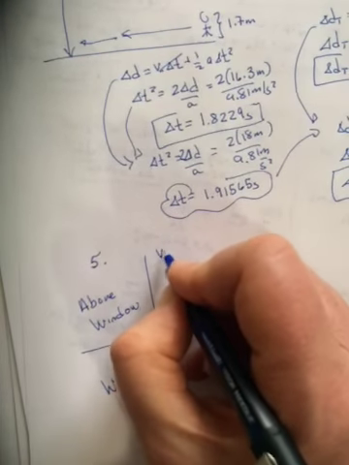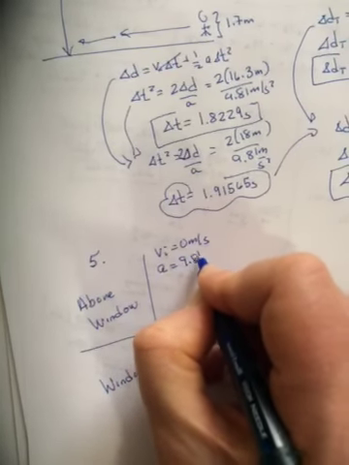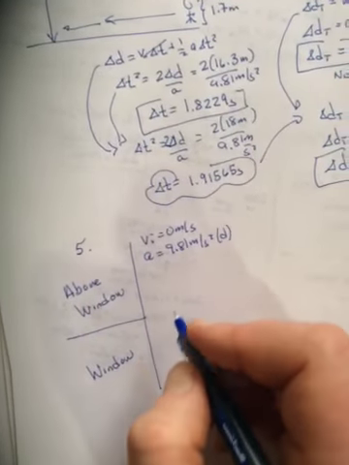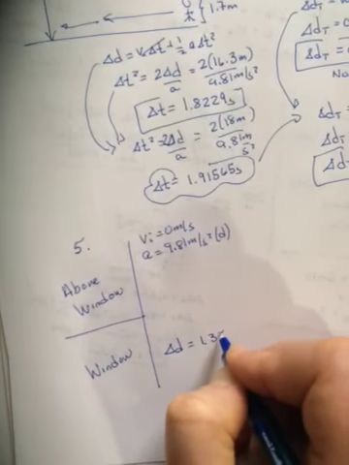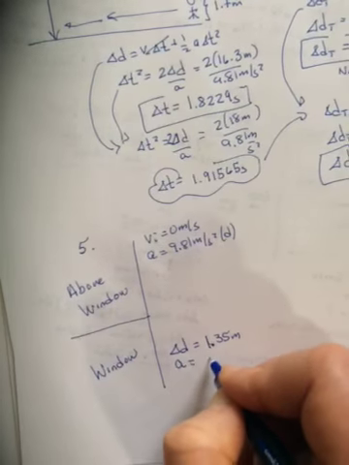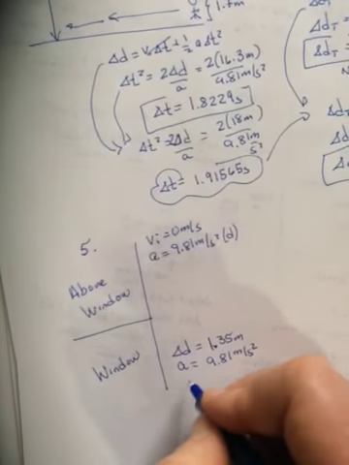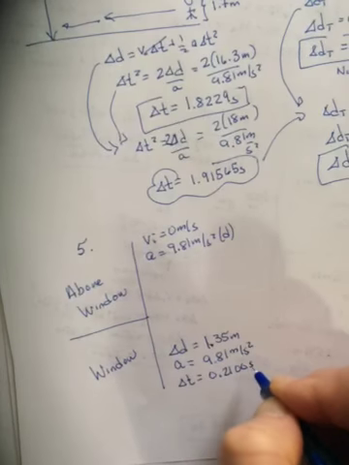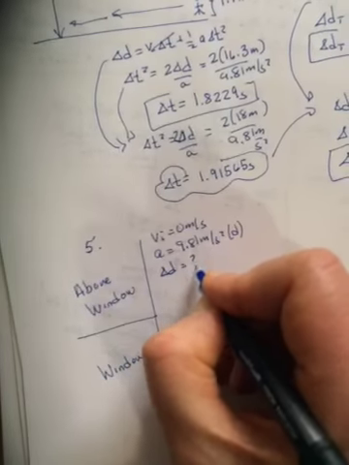Above window, it's dropped. Its VI is 0. A will be 9.81 meters per second squared down. A dropped object passes a window that's 1.35 meters tall. That's the delta D of the window. A for the window is also 9.81 meters per second squared. And it says it passes the window in 0.21 of a second. From what height above the window was it released? You're looking for the delta D up here.